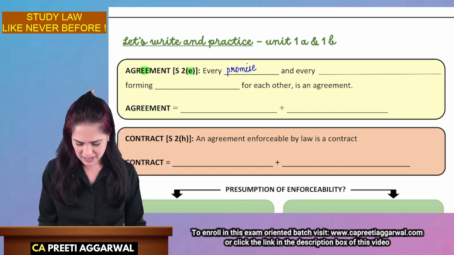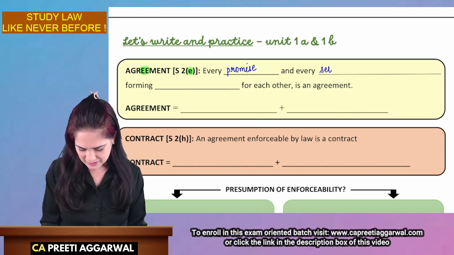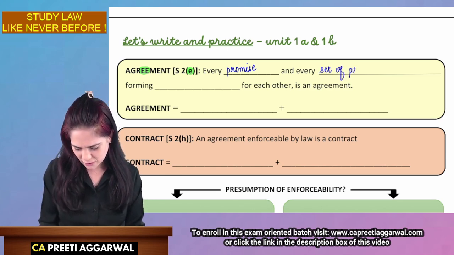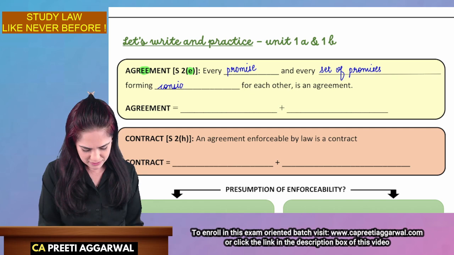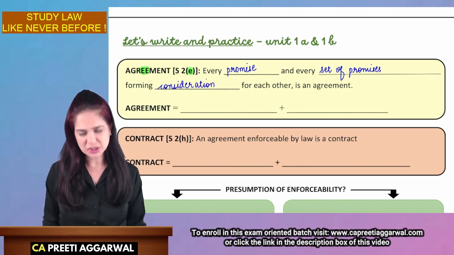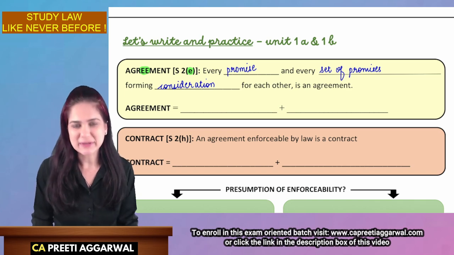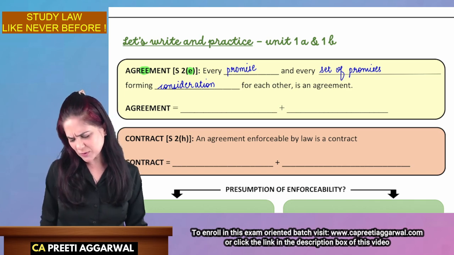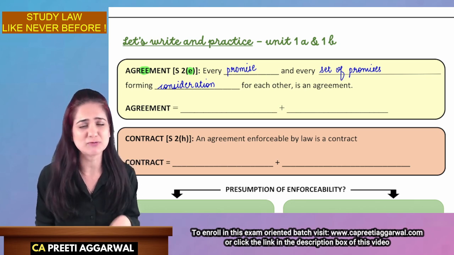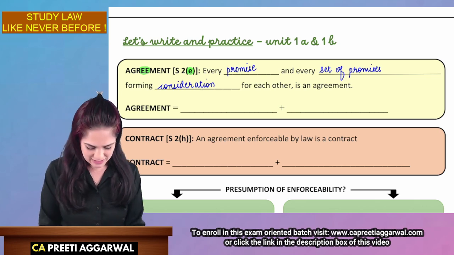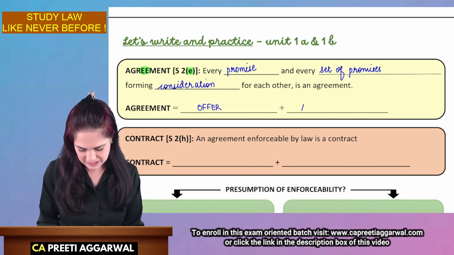Every promise and every set of promises forming, what should I write? Consideration for each other is an agreement. How will you write the equation? If I ask a simple equation, what is agreement? Yes. Agreement is offer plus acceptance.